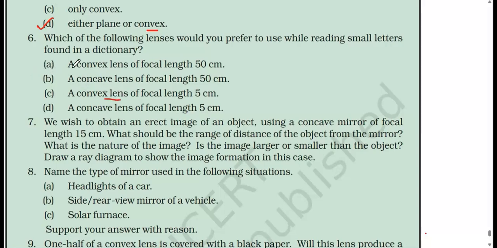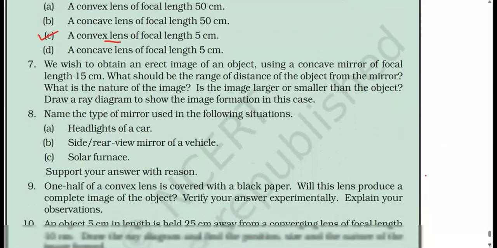Now there are two options: a convex lens of focal length 50 centimeter and a convex lens of focal length 5 centimeter. We are going to choose the convex lens of focal length 5 centimeter, as the shorter the focal length, the bigger the image formed. Okay, so the correct answer is 6C. Now going to number 7.